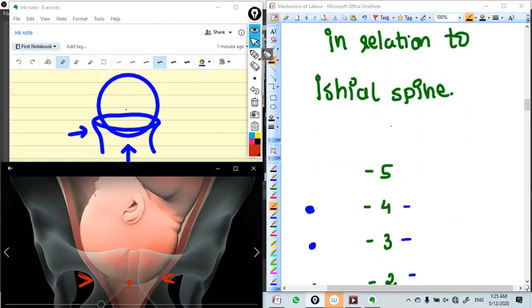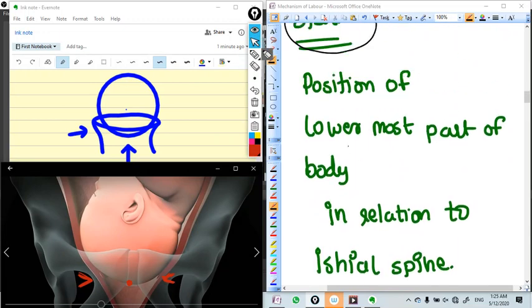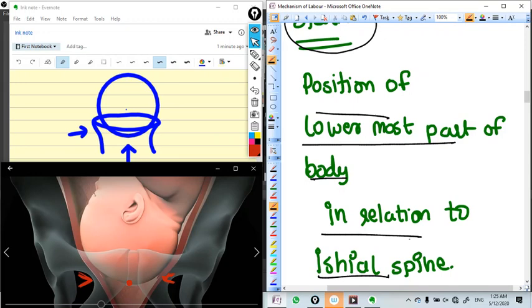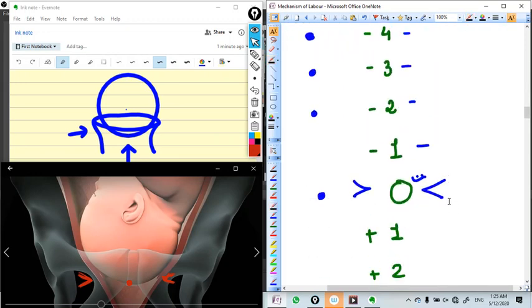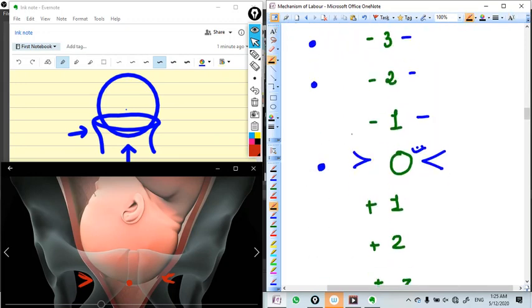Whenever position of the lowermost part of the body in relation to the ischial spine, that is the definition. Now whenever this leading part, you see here it is the leading part, reaches the level of the ischial spine, we call it 0 station.